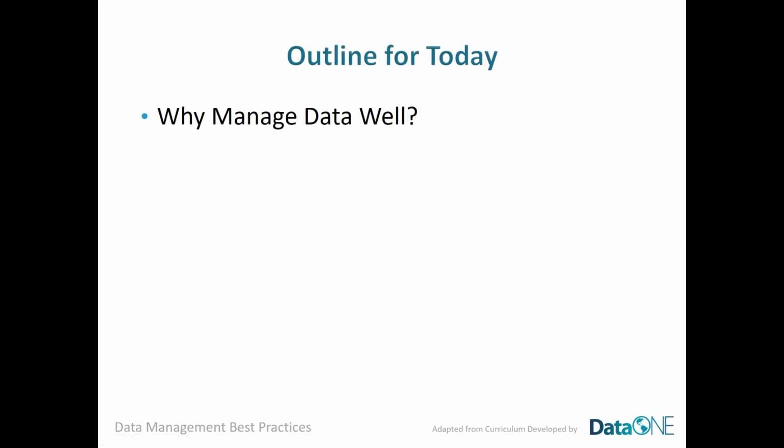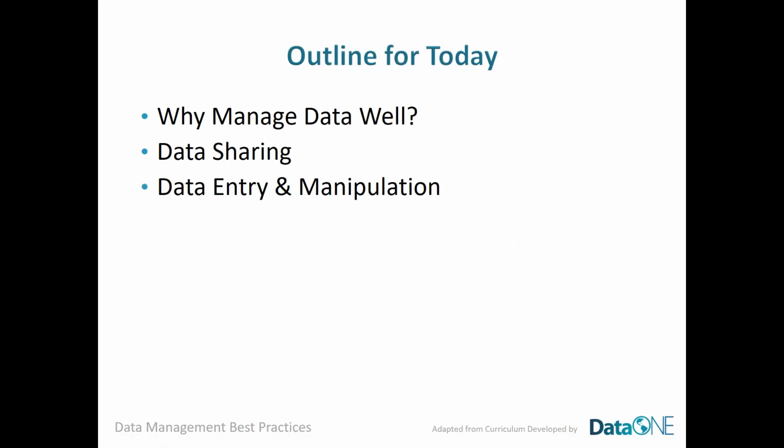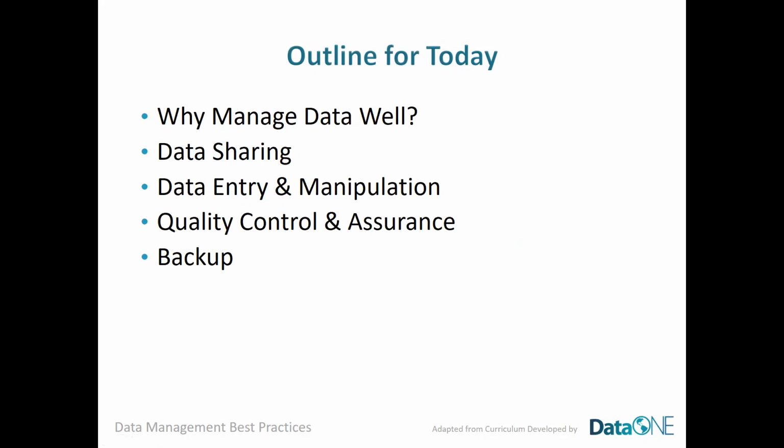Today, the outline we're going to cover is to talk a little bit about why it is important to manage your research data well. Talk about data sharing and the positive things that come along with it. And then we'll get into some tips and tricks on how to minimize error when you're entering data and also manipulating data. Some quality control and quality assurance best practices to help you find errors that you may have missed and correct them. We'll also talk about some best practices for backing up your research data and some preservation best practices.